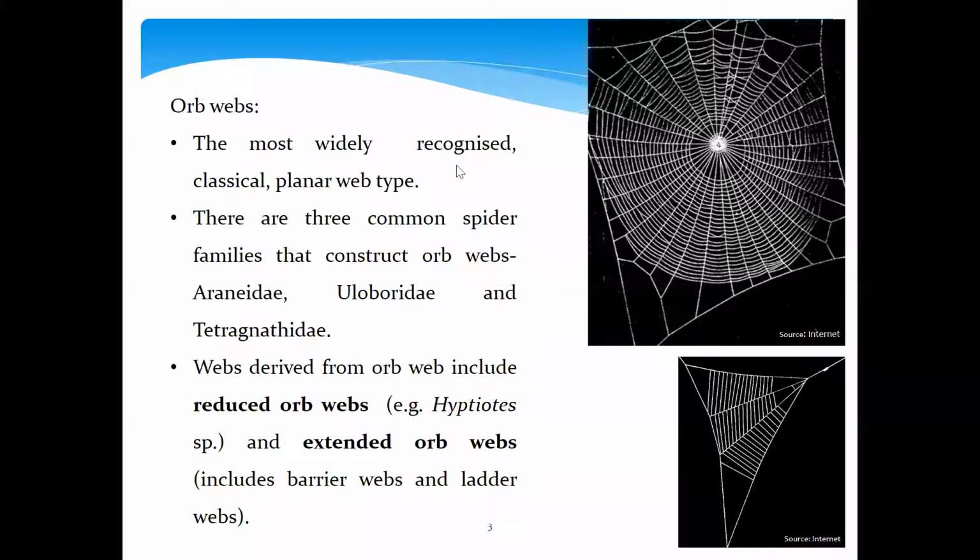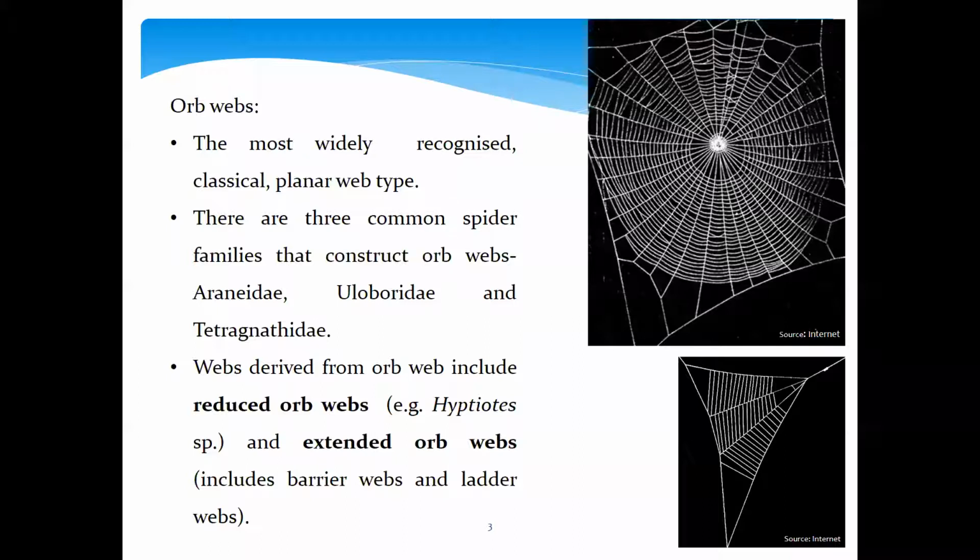Number one is the reduced orb web, which is seen in Hyptiotes species. Here we have a triangular picture. The second picture, if you can see, is a triangular web, and this web is a reduced structure of the original orb web. That is one sector of it. And then we have the extended orb web.